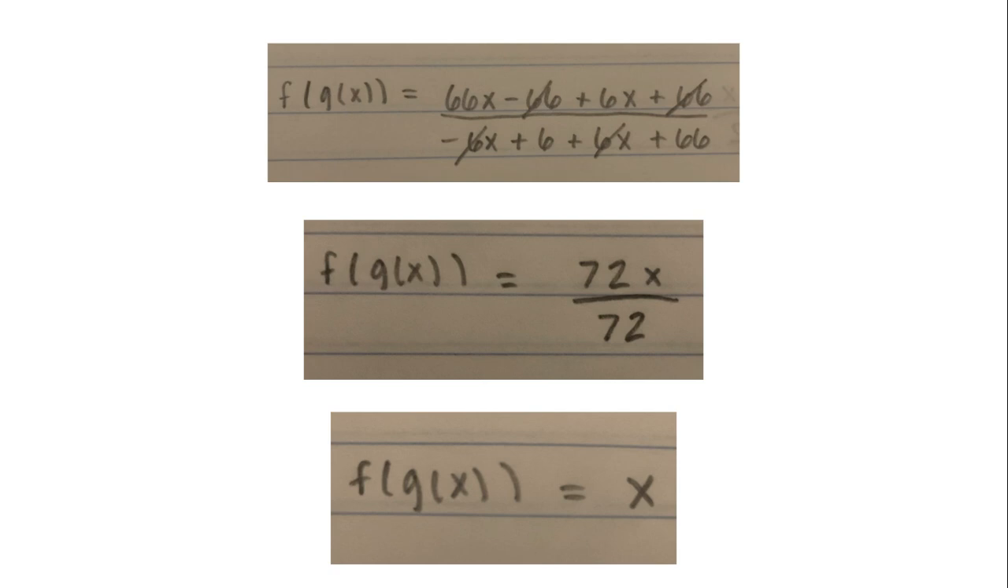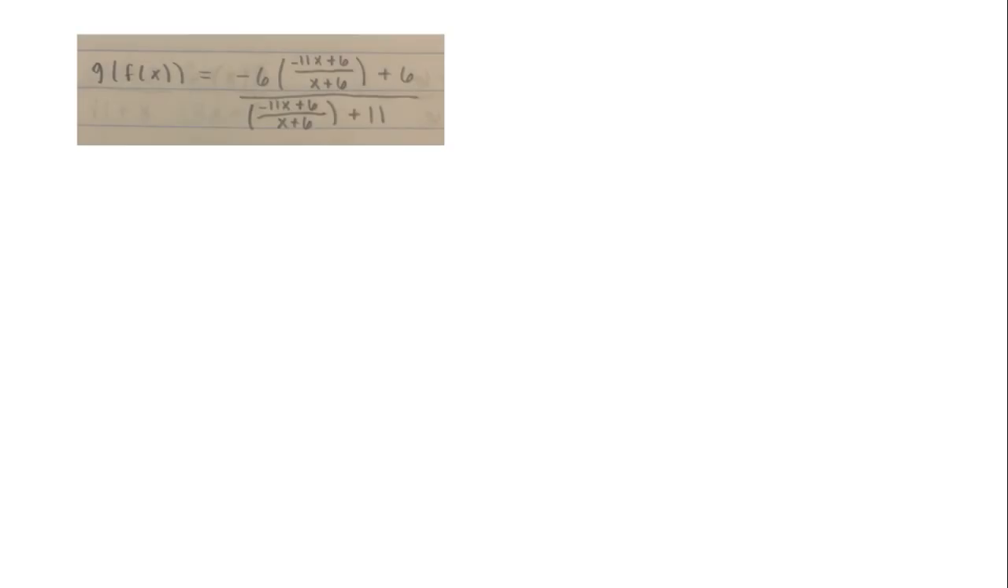So since this function equals x, we can go on to solving for g of f of x to see if it also equals x. So like before, we're going to start out by plugging the f of x function into any of the x values in the g of x function. So this will give us that g of f of x equals negative 6 times negative 11x plus 6 over x plus 6 plus 6 over negative 11x plus 6 over x plus 6 plus 11.